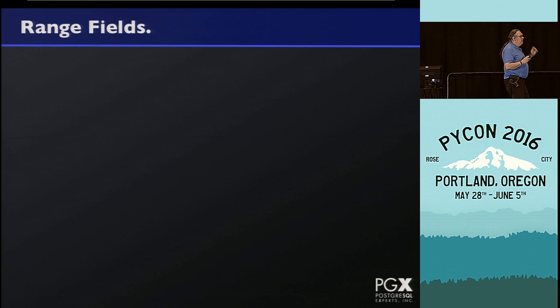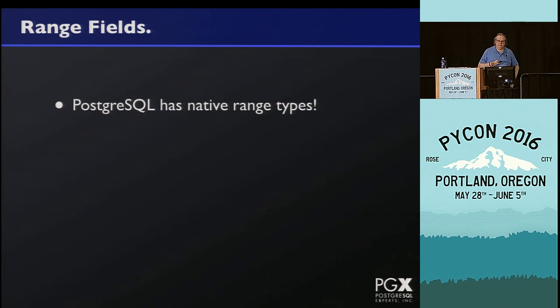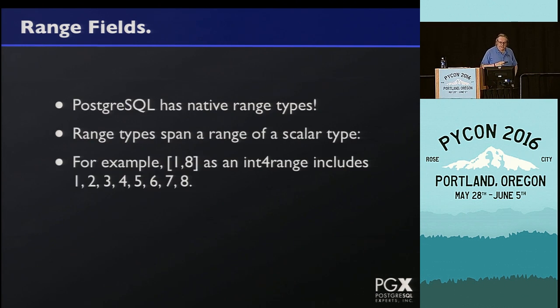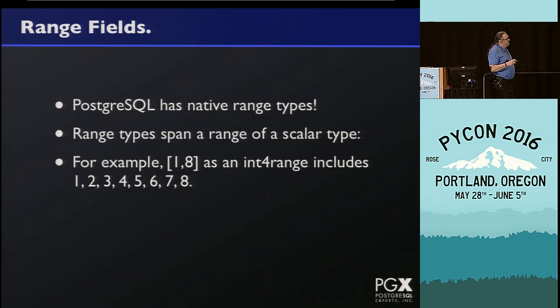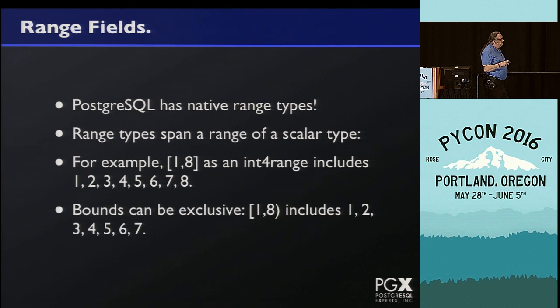Okay, Postgres semi-recently introduced range types as part of the standard type suite, which are really nice. They span a range of a scalar type. So, for example, the range 1 to 8 includes those. You can also have exclusive bounds, which are important for continuous types, like floats. So that excludes 8. The default is that it includes the first point but does not include the last point in the range.